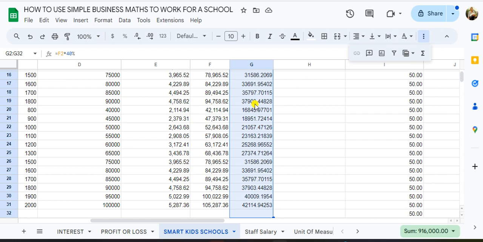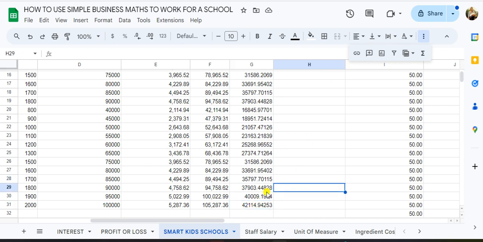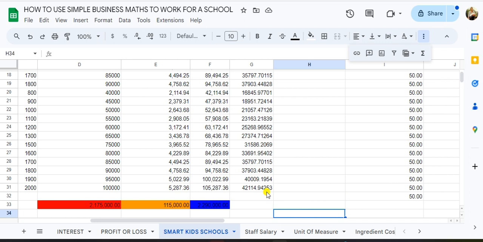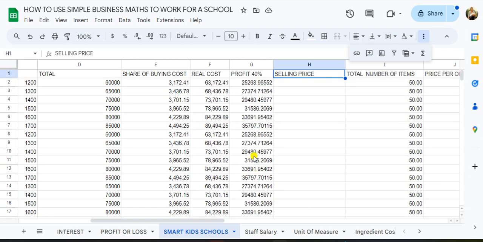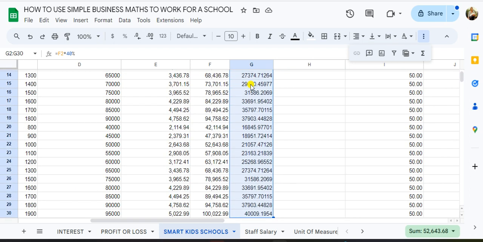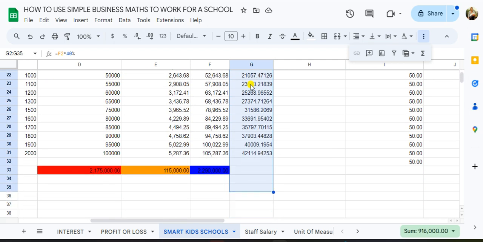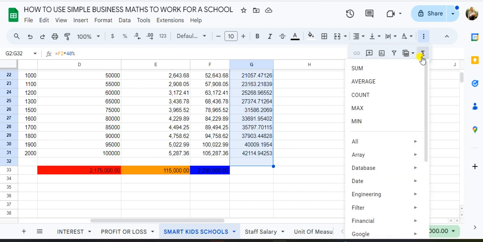Let's see their profits. Okay, their profit is already here. It has summed it for us here. All right, let's see the profit here. We are going to sum it total. Let's see the profit the school is going to make from here. We sum it up.